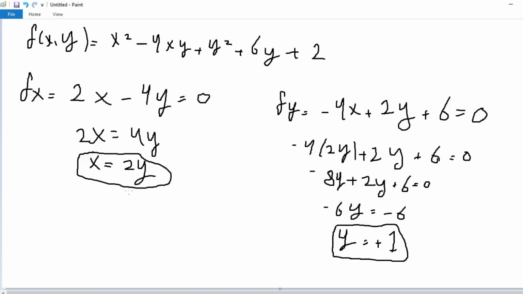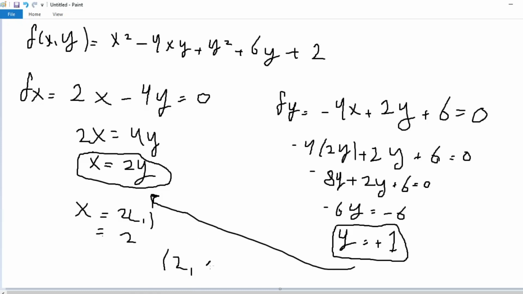But what about the x value? I will take the value of y and substitute it here. So x is equal to 2 times 1, so it's going to be 2. So the only critical point in this example is (2, 1). So this is the critical point.